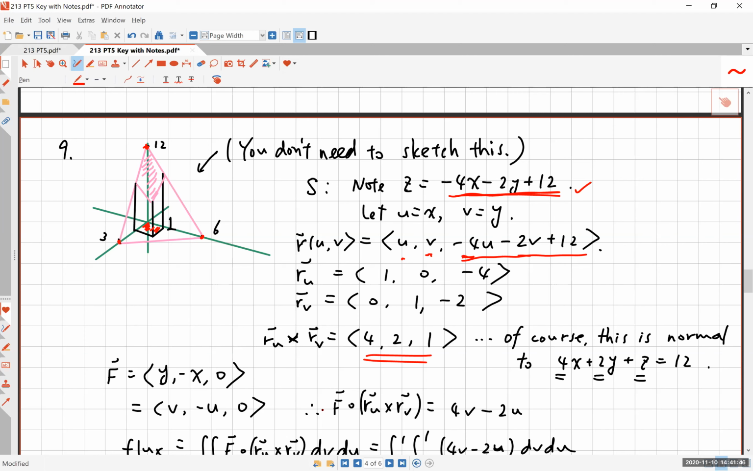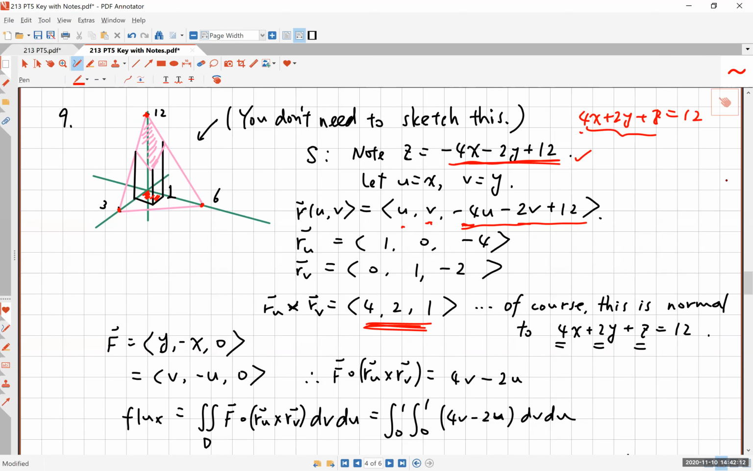Why is it not a surprise? Of course, it's not a surprise because the surface originally was given by 4x plus 2y plus z is equal to 12, right? And you know that this is z, by the way. (4, 2, 1) is normal to this plane, right? So that's exactly what you find. No surprise there, really. Okay, and so that is my vector ru cross rv.